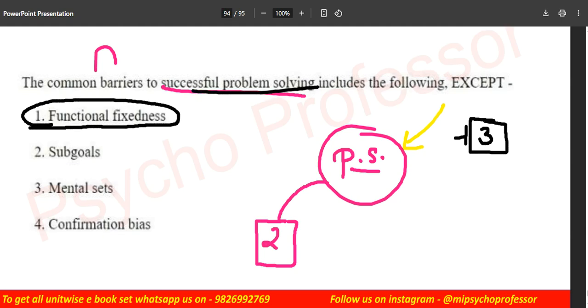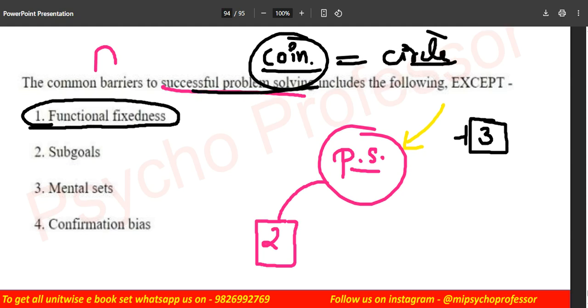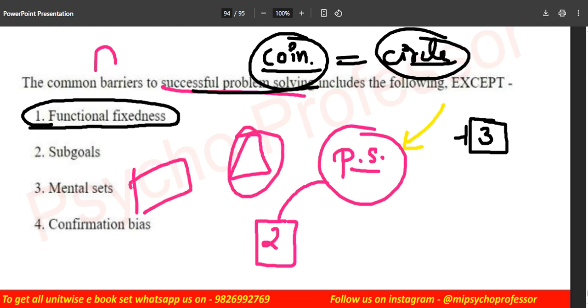Functional fixedness. I have given you a coin and I am telling you to use it for making a circle. Okay, you will make a circle only, but you will not be able to make a triangle or a rectangle, or use this coin any other way. You could make it a charger or a bottle opener, something like that. But why? Because you are functionally fixed on that particular thing. So functional fixedness is the first one.